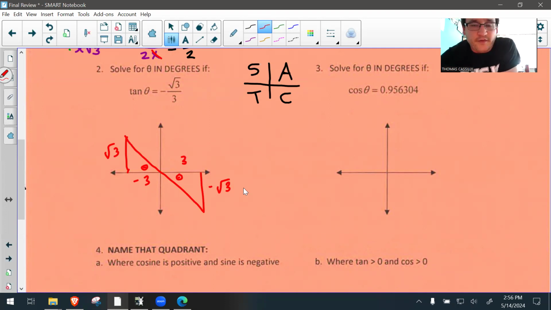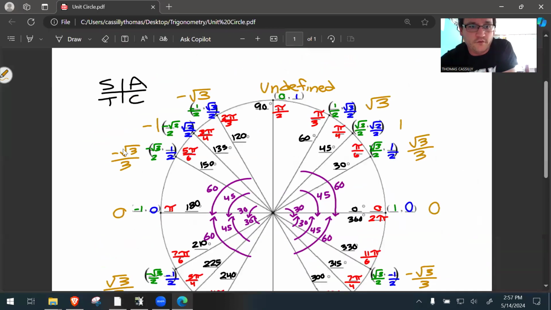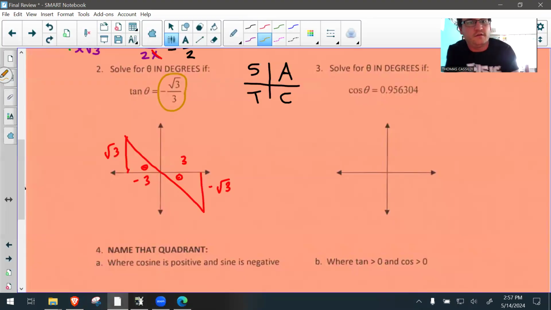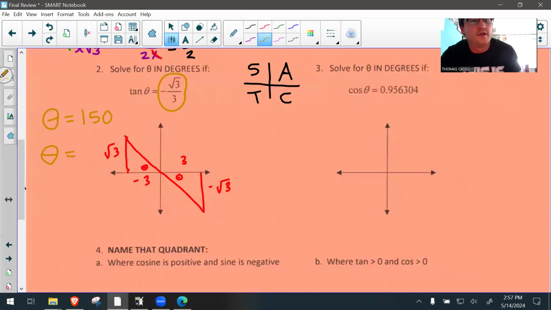But honestly, with this one, again, it's just more unit circle stuff. Find this value on the unit circle. I'm overcomplicating it as it is. We have negative square root of 3 over 3 at 150. So we know theta on this problem is equal to 150. And the second value, theta is equal to, we know it's in quadrant 4. So quadrant 4, right here, negative square root of 3 over 3, that is associated with a 330-degree angle. All right. So that one's done.